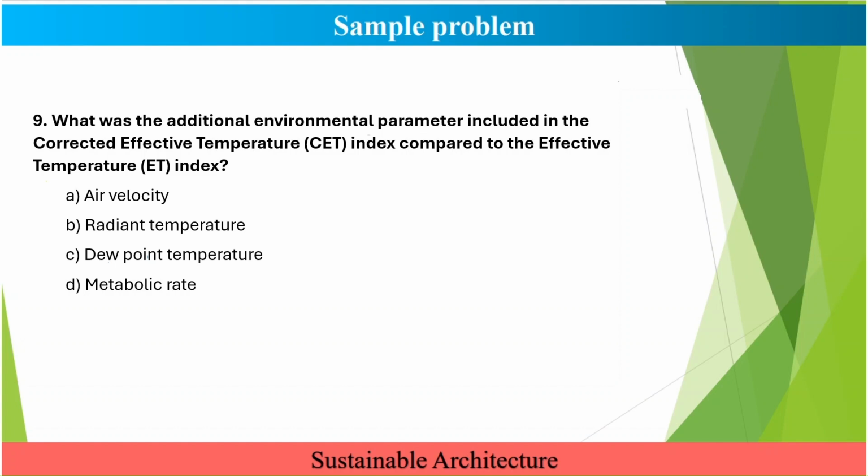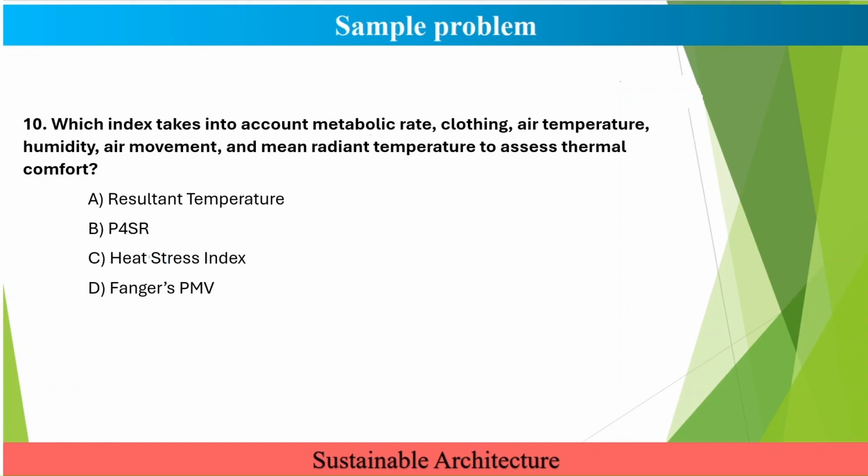Yes, sir. Okay, then we can move to the next question. That is question number 10. Try to give answer to this question. Which index takes into account the metabolic rate, clothing, air temperature, humidity, air movement, and the mean radiant temperature in order to assess the thermal comfort? Option B. One of you is saying option B. What about others?